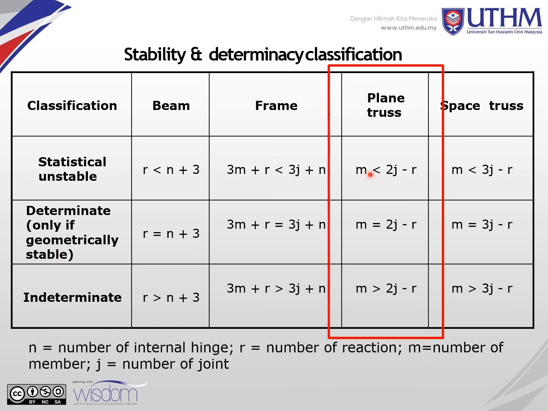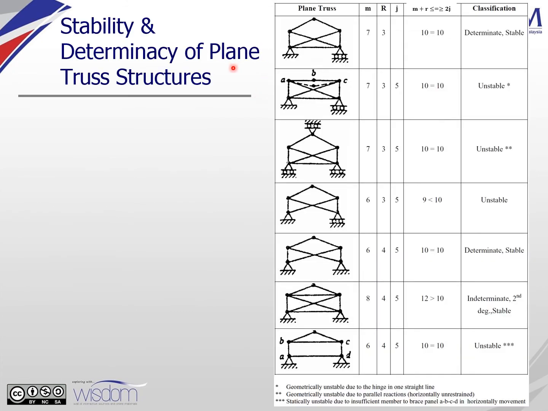But if m is smaller than 2j - r, it is statically unstable. And if it is greater than 2j - r, it is indeterminate. So this equation you need to memorize and be familiar with, because you will use it often. Let's go practice how to calculate the stability and determinacy of a plane truss.